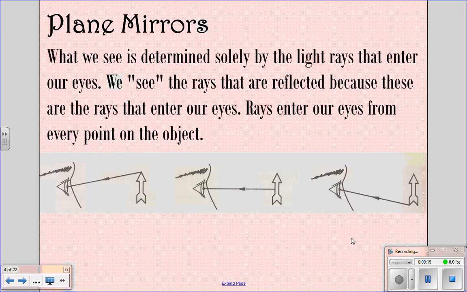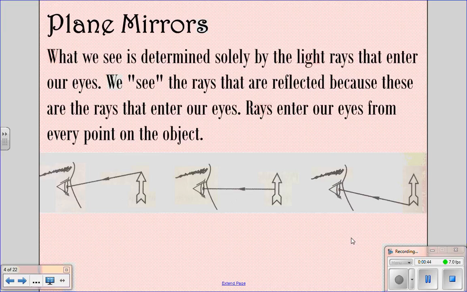What we see with our eyes is determined solely by the light rays that enter into our eyes. So everything that we see is determined by the light rays that enter our eyes. We see the rays that are reflected because these are the rays that enter our eyes. All of the rays that are reflected from an object are the ones that are going to go into our eyes. The rays enter our eyes from every point on the object.